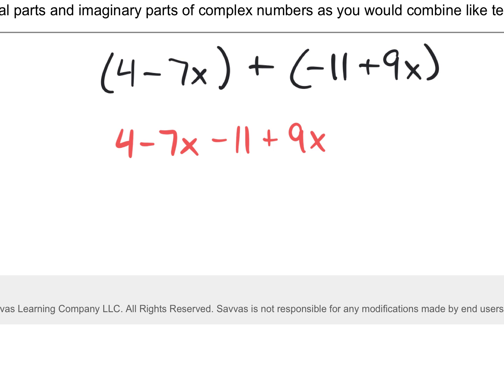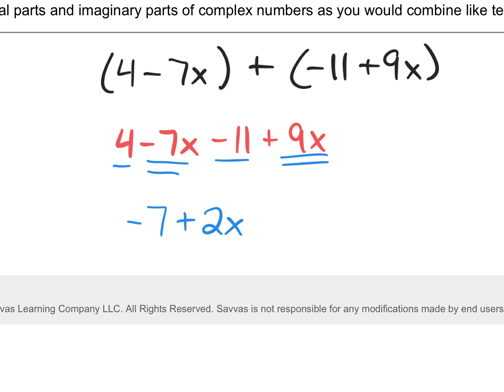Combining like terms, exactly. So I'm going to take 4. What's a like term of 4? Negative 11. 4 minus 11 is negative 7. And then negative 7x plus 9x. Negative 2x. Careful. Positive 2x. And then that's it because we've combined like terms.